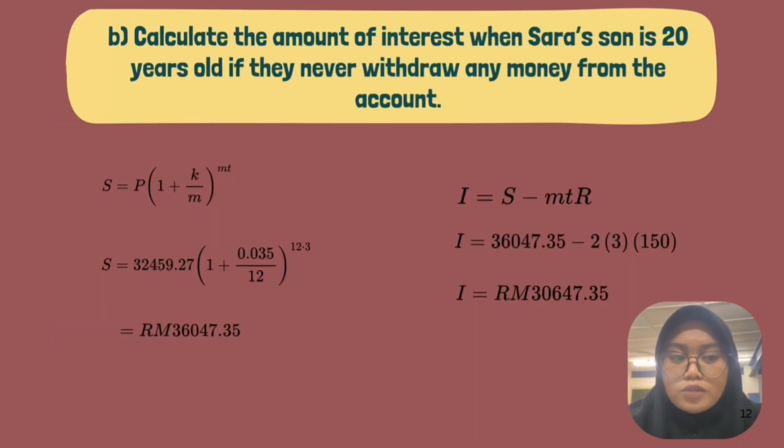Question B. Calculate the amount of interest when Sarah's son is 20 years old if they never withdraw any money from the account. At first, we need to find the S. The formula is S equal P (1 plus K per M) power of MT. After that, we substitute the relevant number into the formula and we get the answer S equal 36,047 ringgit and 35 cents. To get the interest, we need to use formula I equal S minus MTR. After that, we get the answer I equal 30,647 ringgit and 35 cents.